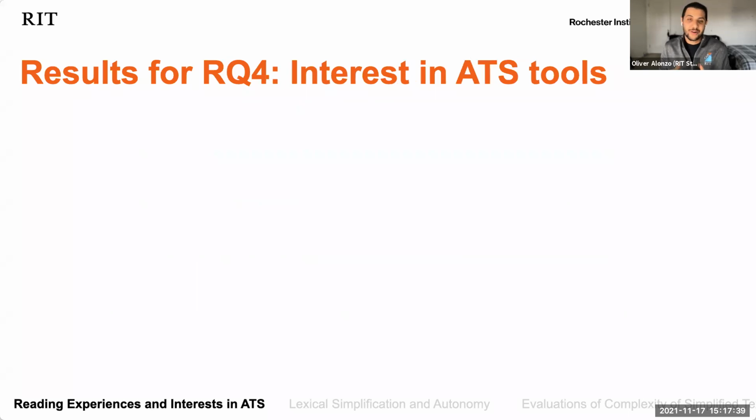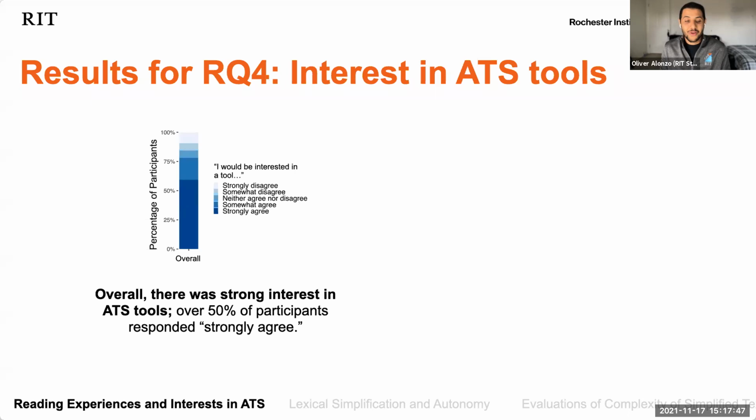And finally, for our fourth research question, we investigated participants' overall interest in having automatic text simplification-based reading assistance tools. And we found that overall, there was strong interest in having automatic text simplification tools, with over 50% of participants responding strongly agreed to the statement, I would be interested in a tool that helps me read by simplifying complex text.